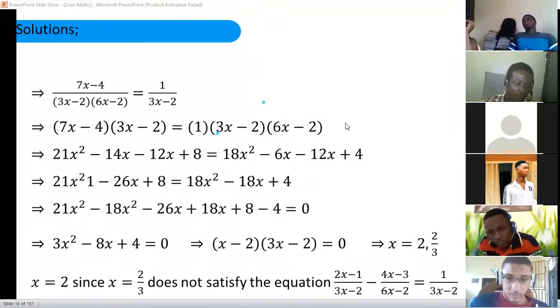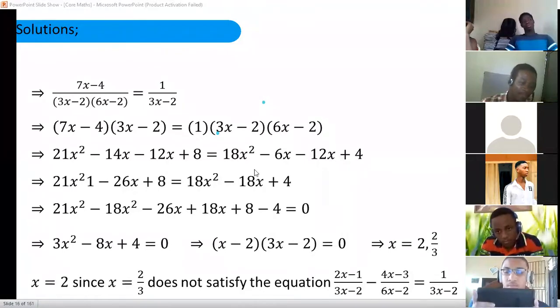You know, 1 times the whole thing is the same thing. So there's the need to just expand the two brackets containing the 3x minus 2 and 6x minus 2. So 3x times 6x will give us 18x squared.